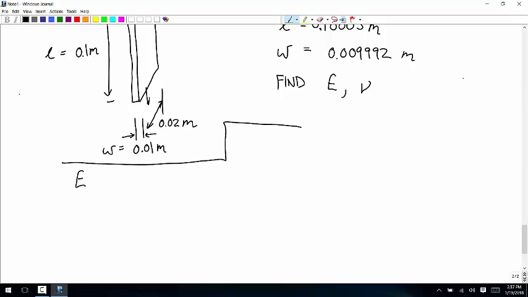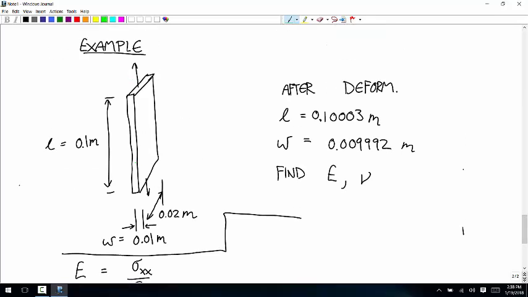Well, Young's modulus is equal to the normal stress along the load divided by the normal strain along the load. I'm going to draw the coordinate system that I'm using. So the x-axis would be like this. The y-axis would be like this. The z-axis would be like that.